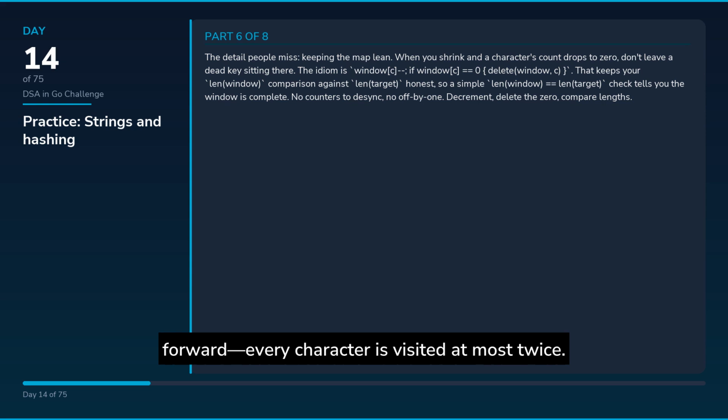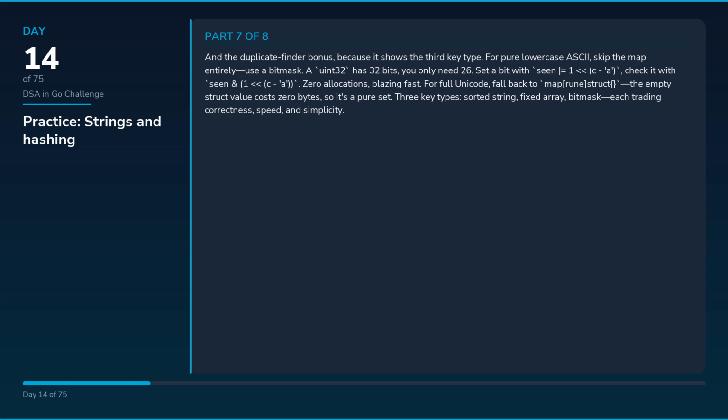The detail people miss: keeping the map lean. When you shrink and a character's count drops to 0, don't leave a dead key sitting there. The idiom is window[c]--. If window[c] equals 0, delete(window, c). That keeps your len(window) comparison against len(target) honest. So a simple len(window) equals len(target) check tells you the window is complete. No counters to desync, no off by 1. Decrement, delete the 0, compare lengths.